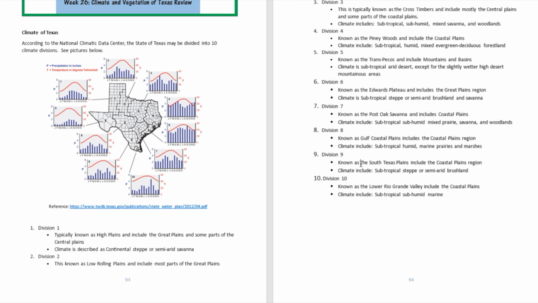Division number 9 is known as the South Texas Plains, and it includes coastal plains region, and the climate over there is going to be subtropical and semi-arid bushlands. Division number 10 is known as the Lower Rio Grande Valley, and it includes the coastal plains. The climate is subtropical, subhumid, marine.